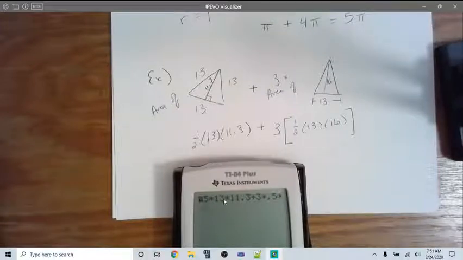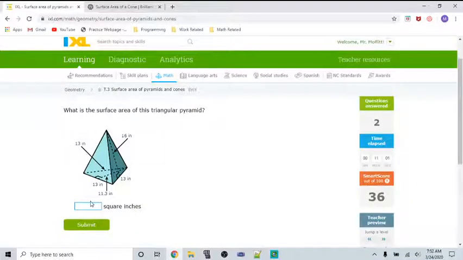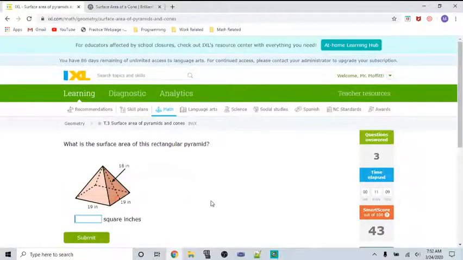So 0.5 times 13 times 11.3, that looks good. Plus, okay, and then we have 3 times 1/2. Now I'll go ahead and scroll over. It should be times 13 and times 16 at the end there. Good. Now that's telling me 385.45. It didn't actually tell me how to round, so we're going to hope it's okay with that. It's good. All right, excellent.